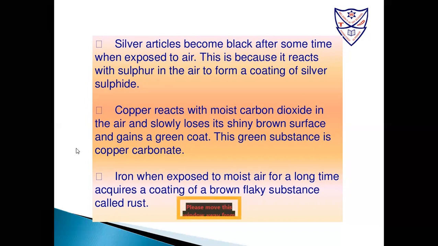Yes. Iron, when exposed to moist air for a long time, acquires a coating of a brown flaky substance. That is called rust. It takes maybe 6 months or a year for the coating of the brown flaky substance to form, and that is called rust. What is the formula of rust? Fe2O3. The formula of rust is iron oxide, Fe2O3.